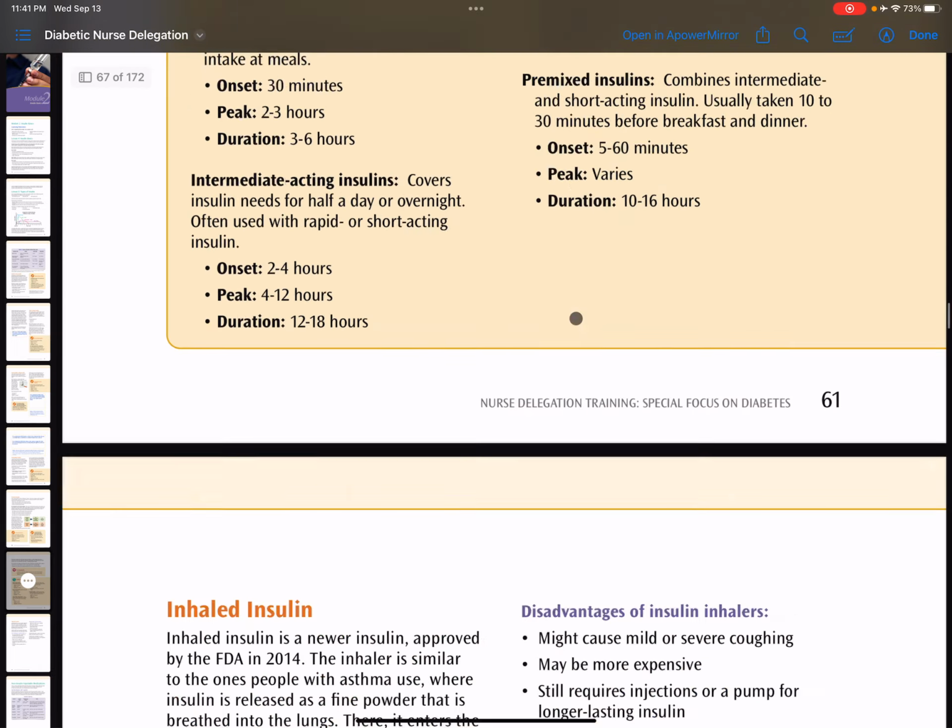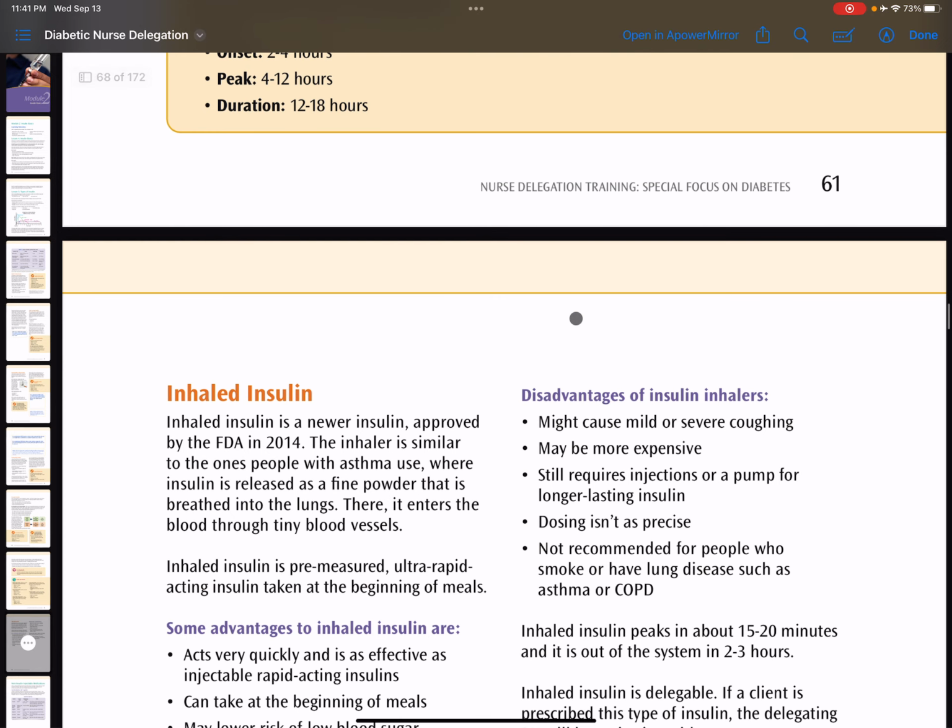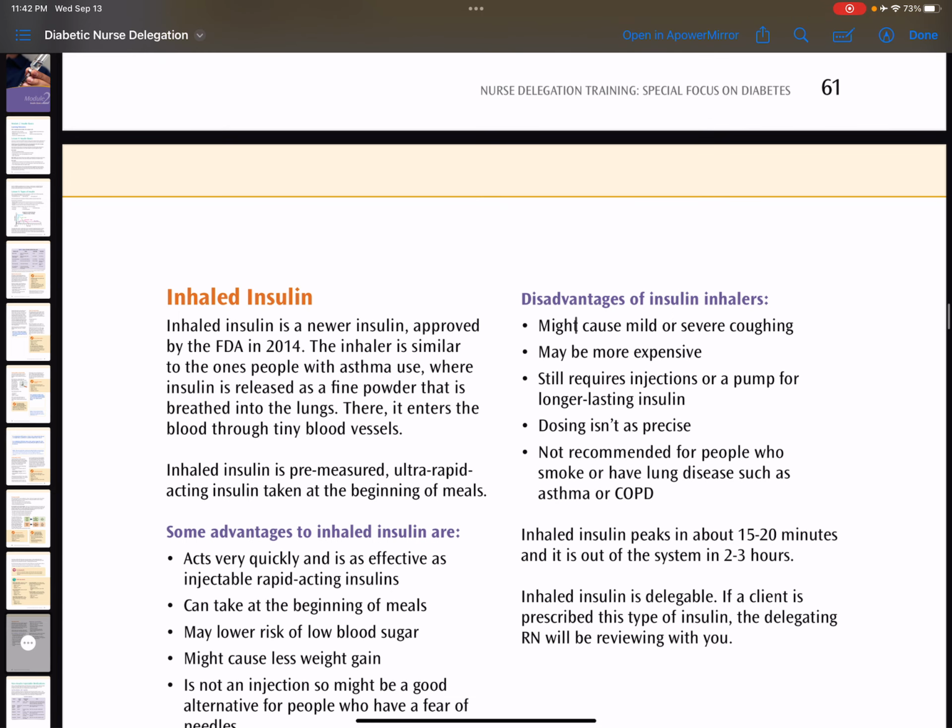Let's look at inhaled insulins now. Inhaled insulin is a newer insulin approved by the FDA in 2014. The inhaler is similar to the one people with asthma use, where insulin is released as a fine powder that's breathed into the lungs. There, it enters the blood through tiny blood vessels. Inhaled insulin is pre-measured, ultra-rapid acting insulin taken at the beginning of each meal. It peaks in about 15 to 20 minutes, and it's out of the system in 2 to 3 hours.